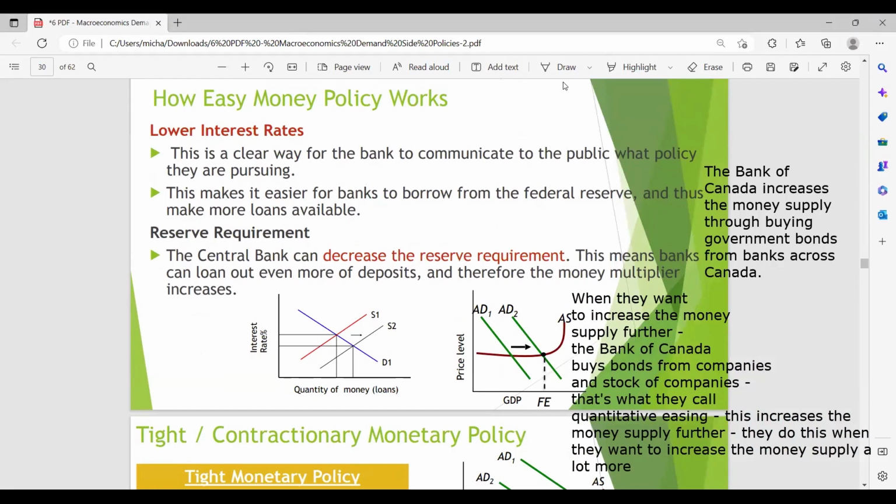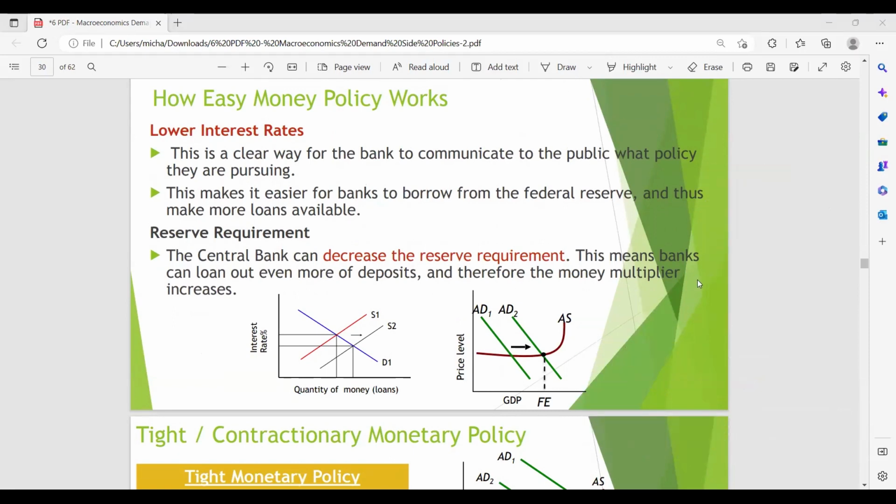So how easy money works: lower interest rates is a clear way for the bank to communicate to the public what policy they're pursuing. This makes it easier for banks to borrow from the Federal Reserve and thus make more loans available. Then the reserve requirement: the central bank can decrease the reserve requirement. This means banks can loan out even more deposits, and this increases the money supply further. So this will increase the quantity of money in the economy and increase GDP also. Decreasing the reserve requirement is good for increasing the money supply. They can also lower interest rates, and both of those things can increase the money supply.